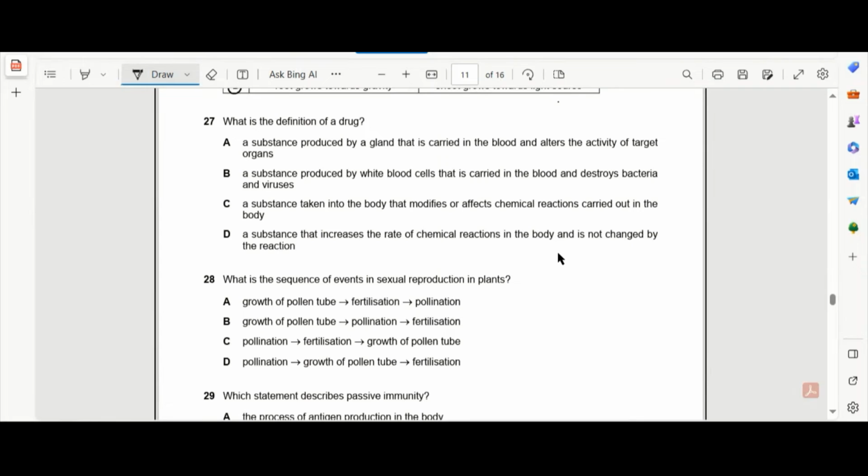27. What is the definition of a drug? A substance produced by a gland? No, that is not the case. A substance produced by white blood cells that is carried in the blood and destroys bacteria and viruses? No, the body doesn't produce a drug. A substance taken into the body that modifies or affects the chemical reactions carried out in the body. This is the only correct answer. A substance that increases? No, drugs do not always increase the rate of chemical reactions.